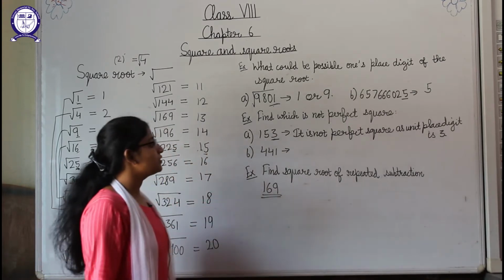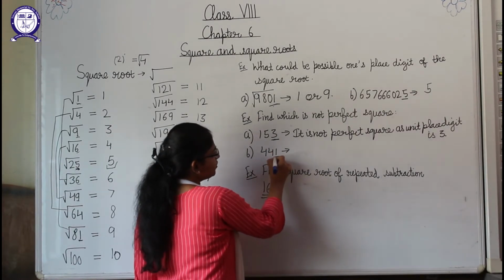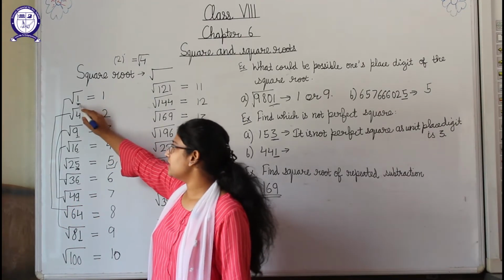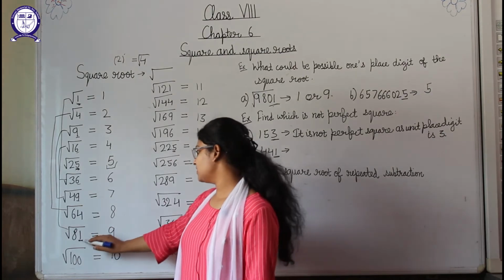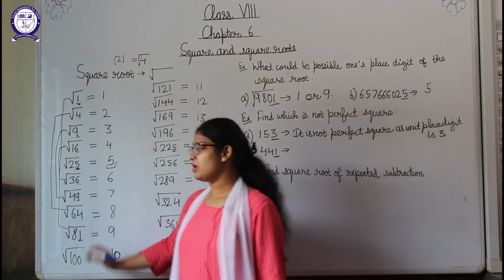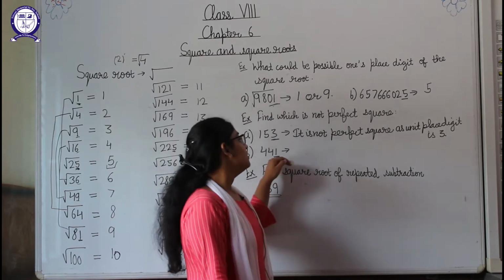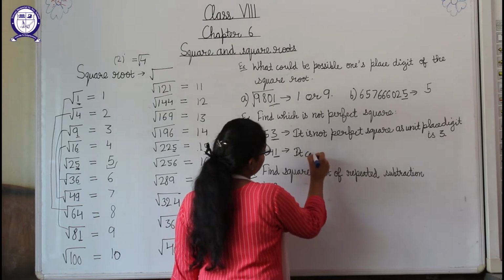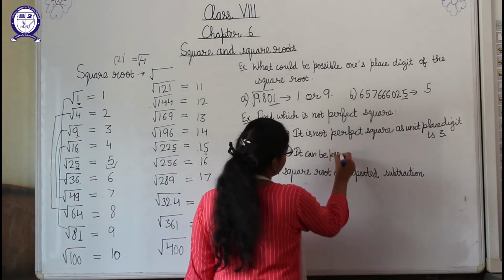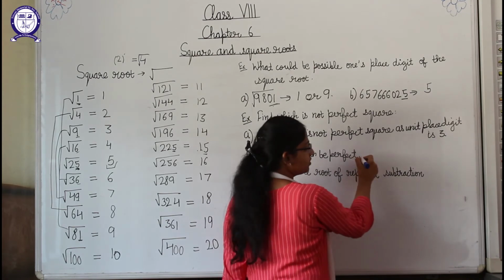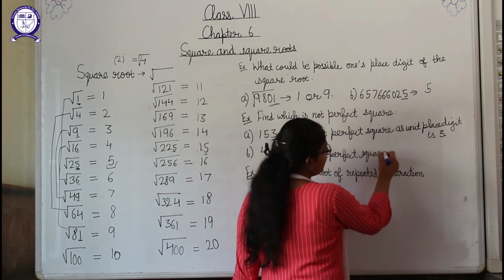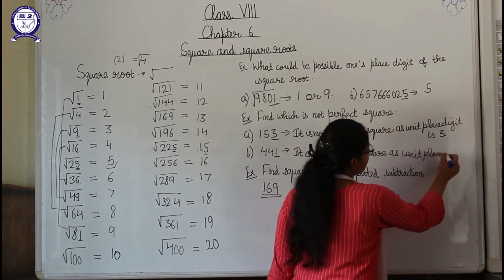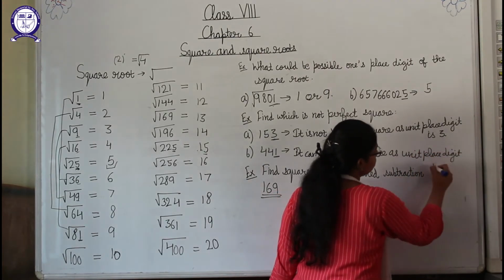Now the next one is 441. Here the unit place digit is 1. Can 1 be the unit place digit? Yes, here 1 is the unit place digit and here also 1 is the unit place digit. So I can say that 1 can be the unit place digit, so it can be a perfect square. So we will write it can be a perfect square, as the unit place digit is 1.